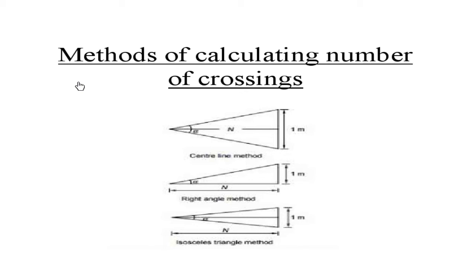In today's video, we'll go through the different methods of calculating the number of crossings. There are basically three methods for this. One is the centerline method, next is the right angle method, and the next is the isosceles triangle method. Before learning the methods, let's go through the different terms related to this.